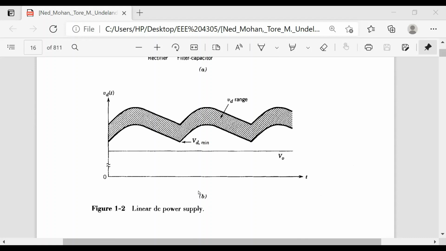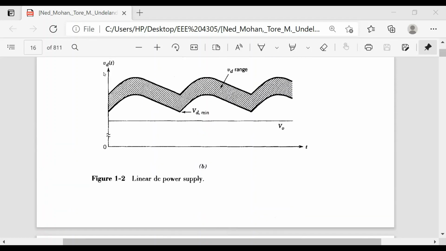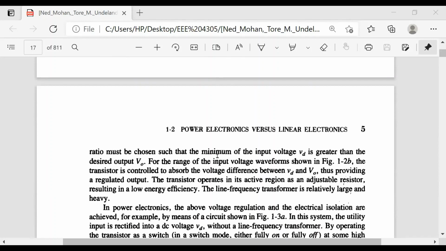So that has been given here. This is your output voltage V0, that is the DC voltage. And if you integrate it over one cycle and divide it by the time period, you will get the average. So that is mentioned here. If you read it, the ratio of the transformer must be such that the minimum voltage VT is greater than the desired output voltage.